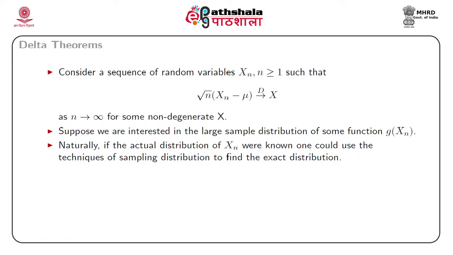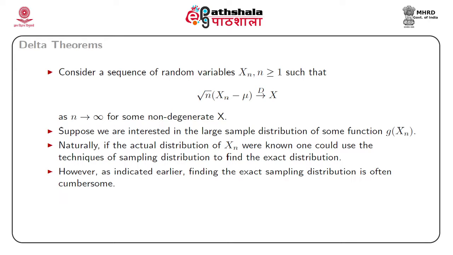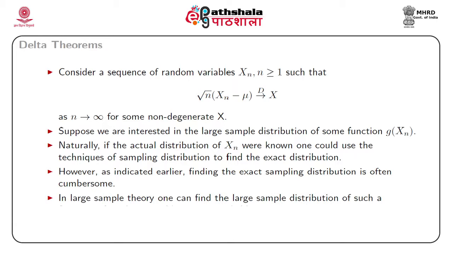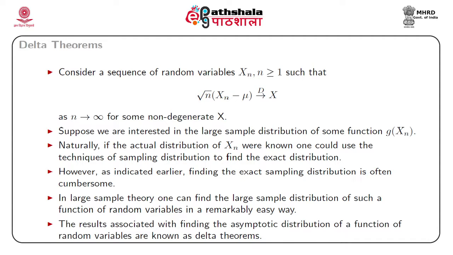Naturally, if the actual distribution of Xn were known, one could use the techniques of sampling distribution to find the exact distribution. However, as indicated earlier, finding the exact sampling distribution is often cumbersome. It depends on the underlying model and on the available mathematical techniques. In large sample theory, one can find the large sample distribution of such a function of random variables in a remarkably easy way. The results associated with finding the asymptotic distribution of a function of random variables are known as the delta theorem.